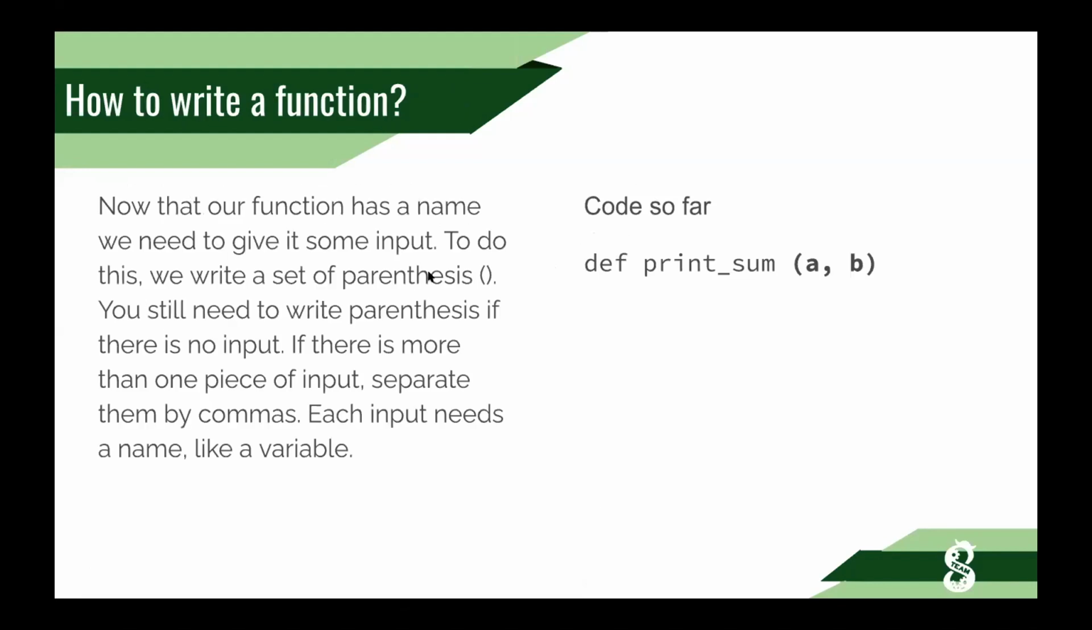But now that it has a name, we need to give it some input. So what we want print_sum to do is take two numbers and print the sum. Pretty simple, right? So here we have parentheses to tell Python that we're taking input, and we have our two variables that we want as input, a and b.